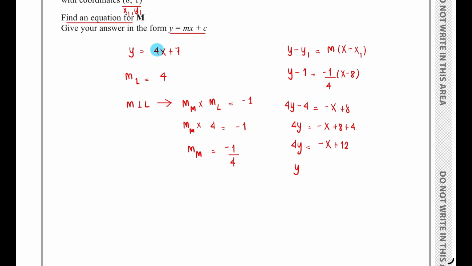And then I will divide by 4 on both sides, so that we will have negative x over 4 plus 3, or you can write it as y equal to negative 1 over 4 x plus 3.